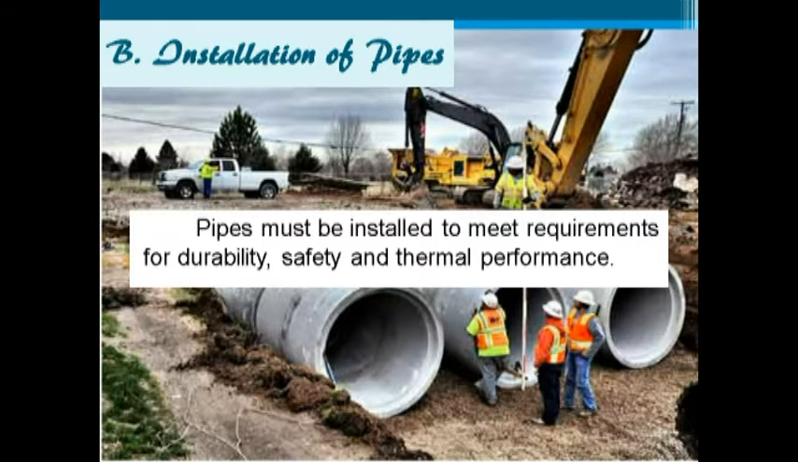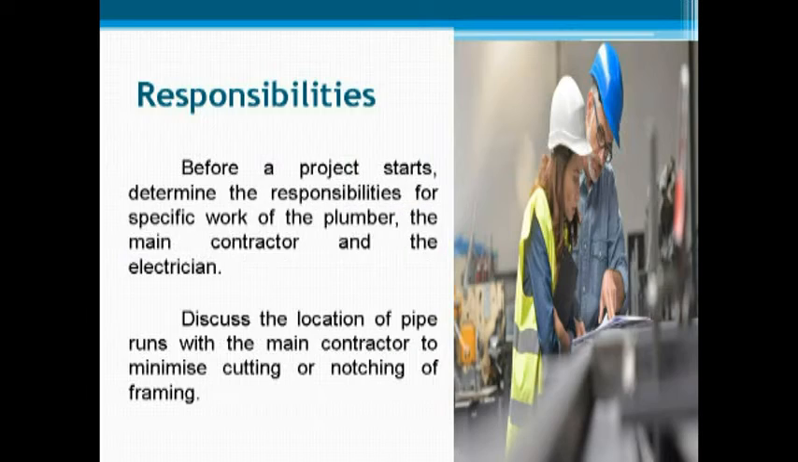Next is installation of pipes. Pipes must be installed to meet requirements for durability, safety, and thermal performance. Responsibilities. Before a project starts, determine the responsibilities for the specific work of the plumber, the main contractor, and the electrician. Discuss the location of the pipe fronts with the main contractor to minimize cutting or notching of framing.